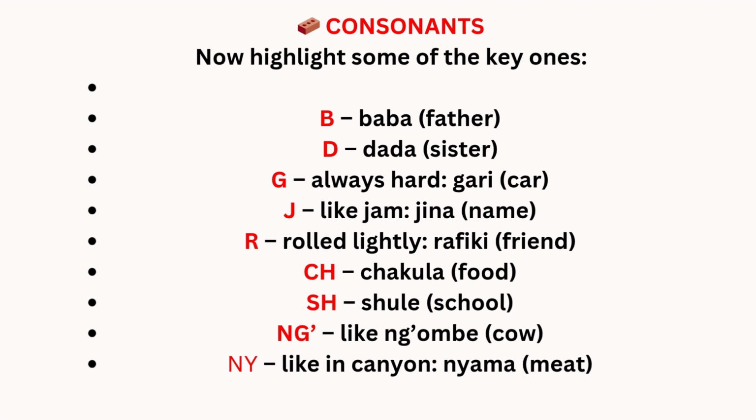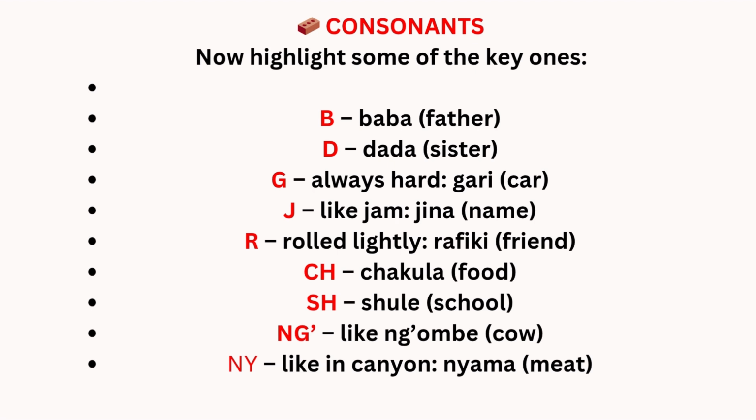The next consonant is da, as used in dada. Dada is sister in English. The next one is ga. You have to say it harder. An example is gari. Gari is car in English.